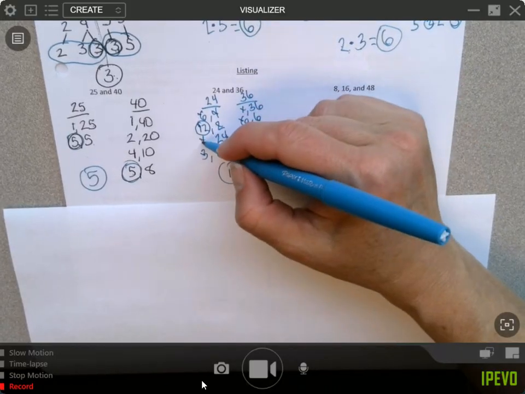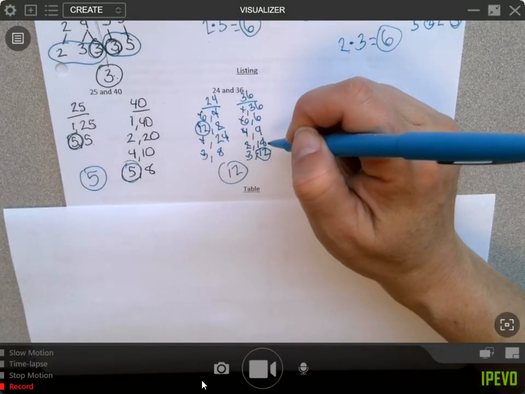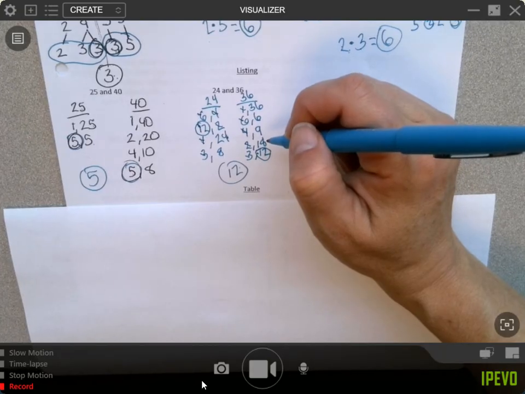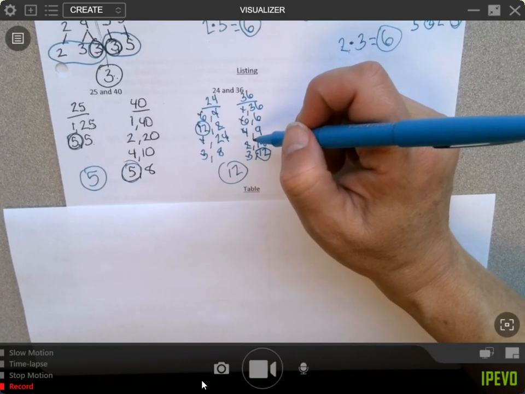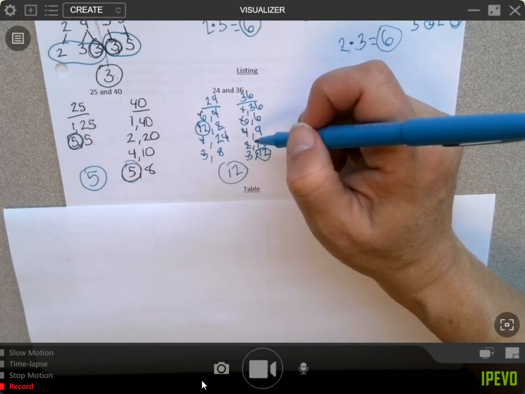Notice how I was kind of marking off as I got to them, so I could see if they shared that number or not. So then each one that you marked off, you look to see what's the biggest number at the end that they both shared.